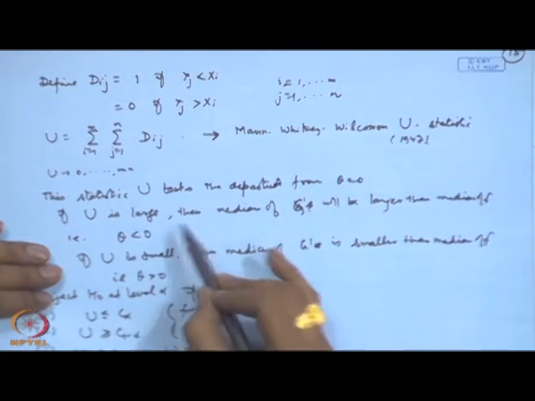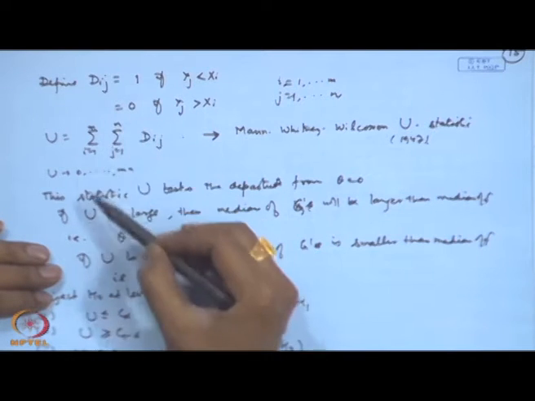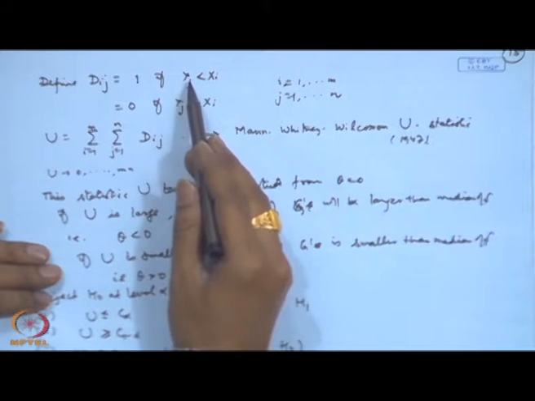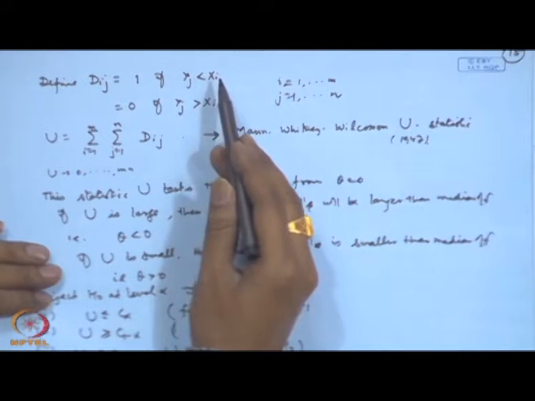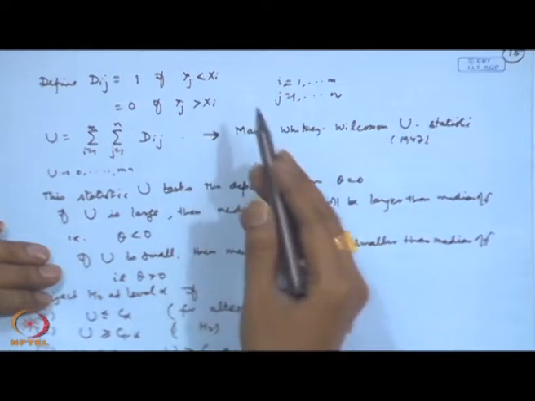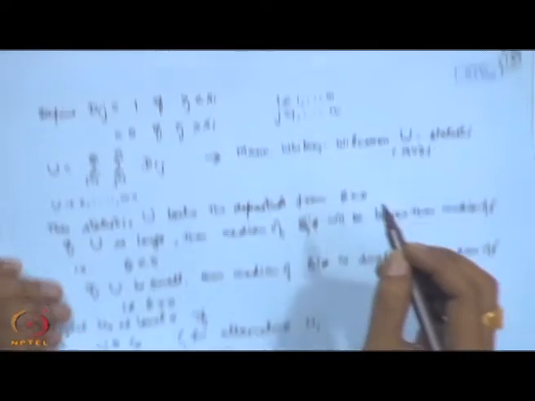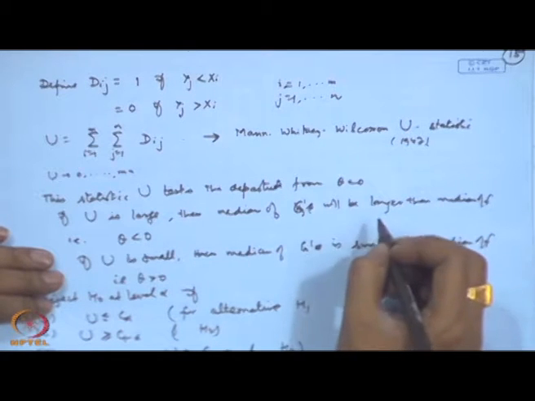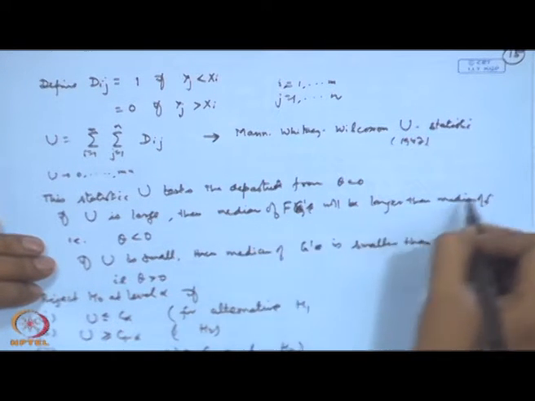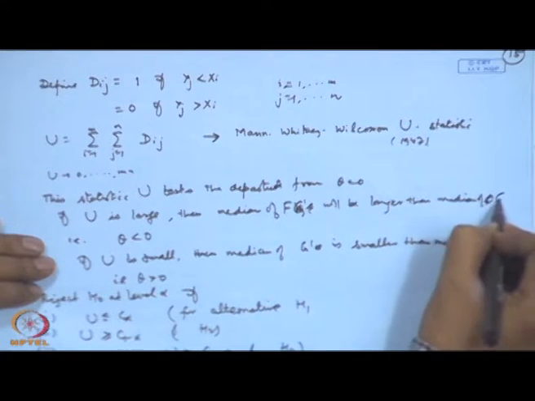Another point which we have seen, that if U is large, that means there are more number of x i's which are larger than the y j's, then the median of the distribution of x will be larger. So, I think I have written it the reverse here; median of f will be larger than the median of g. So, we can make the correction in that way.